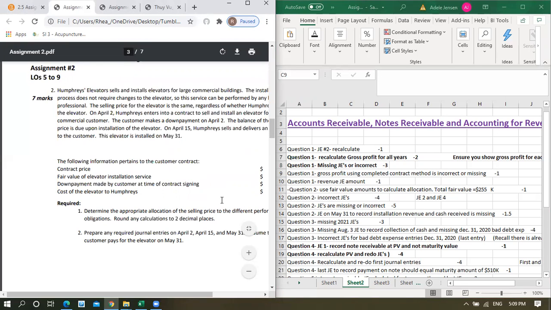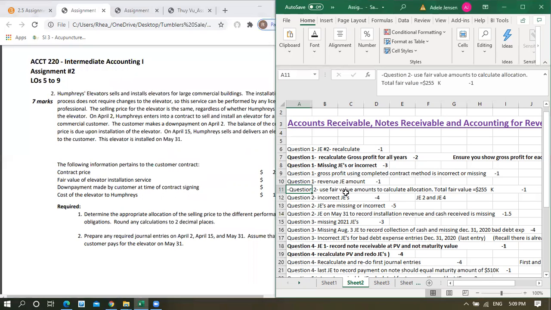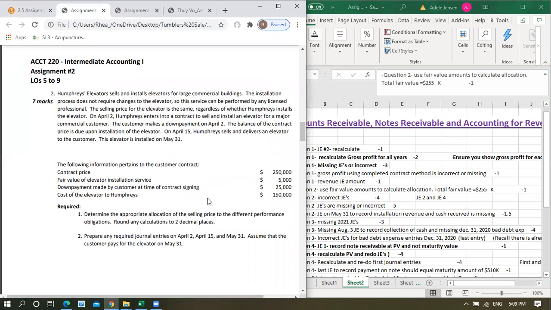In question 2, we are testing LO5, performing accounting to recognize revenue from the sales of goods and services. Okay, so now the major deficiency here would be this one, that we are to use the fair value amounts to calculate the allocation and not the cost amount. So I believe everyone was able to come up with an allocation chart. Now, when you're doing your allocation chart, you need to have the fair value, and that fair value for this elevator should actually be the contract price of this 250. And that makes complete sense that the contract price would be the fair value amount because that is the current selling price. So that would be the fair value.